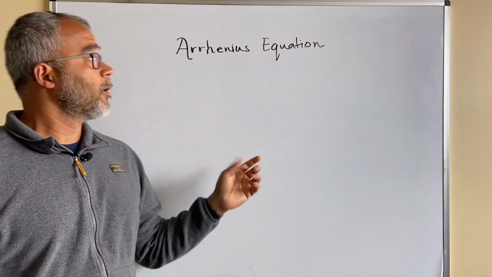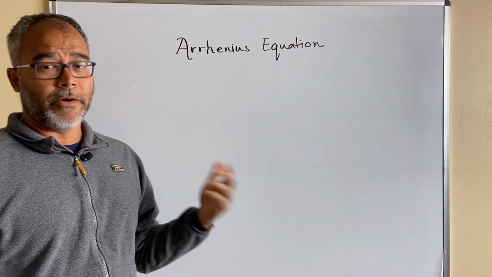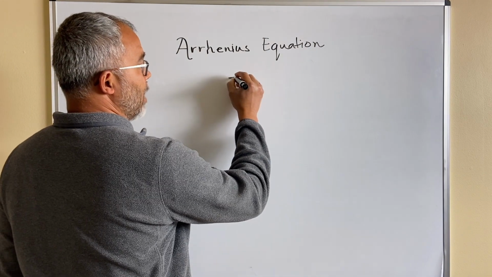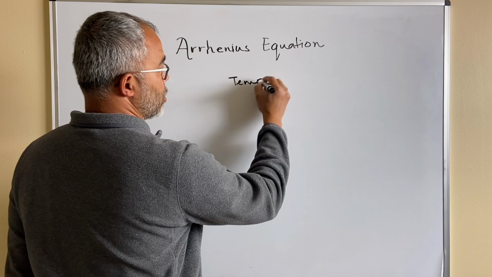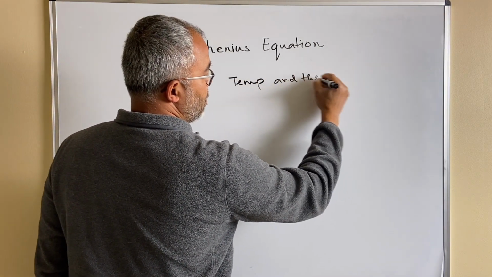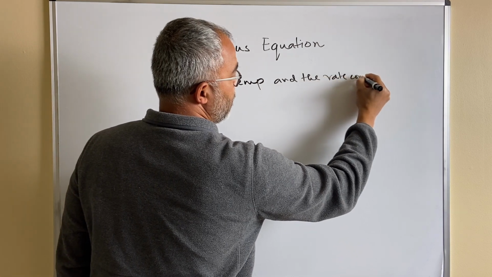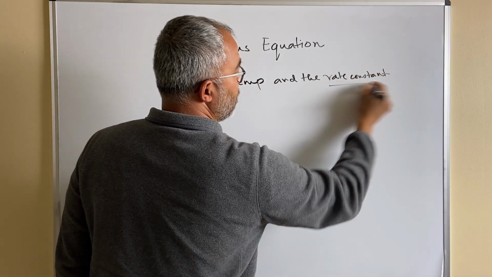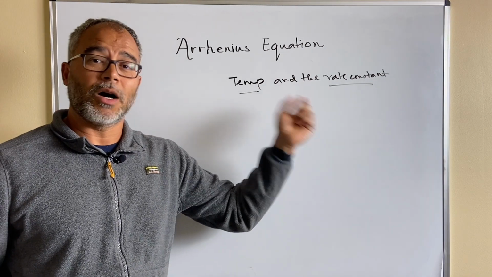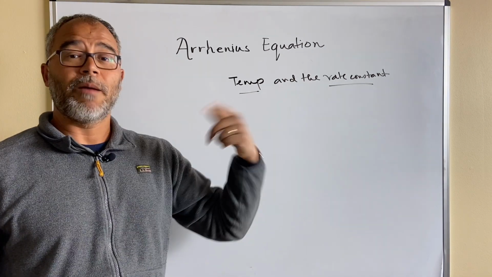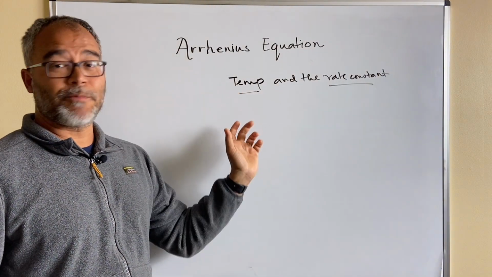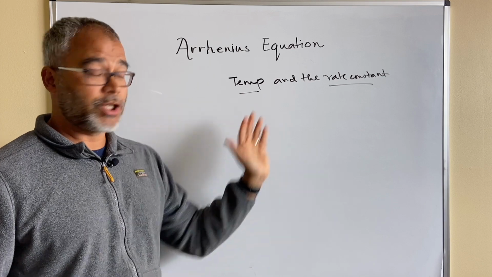In this video, we're going to talk about the Arrhenius equation. The Arrhenius equation is an equation that maps the relationship between the temperature of a reaction and the rate constant. If you recall from previous videos, the rate constant is a constant at a specific temperature. If the temperature changes, the rate constant changes. And the Arrhenius equation is what maps that change between temperature and rate constant.